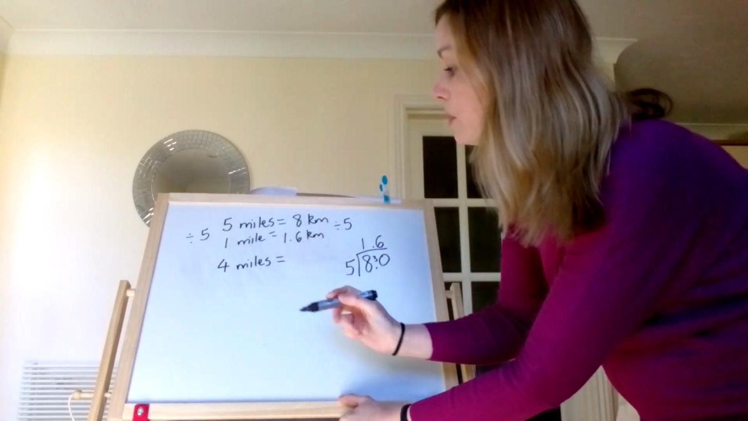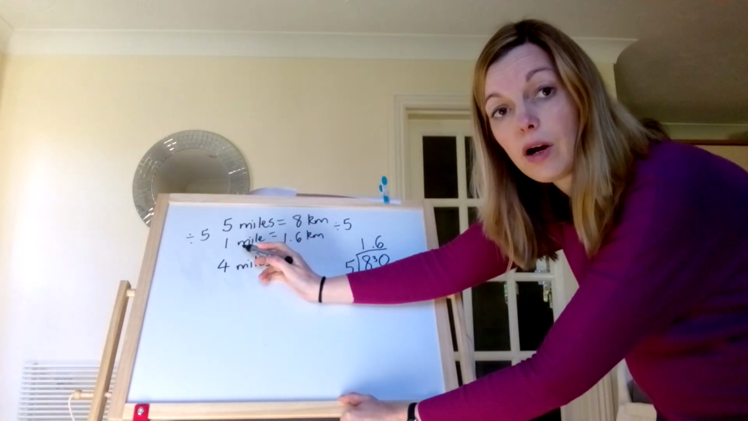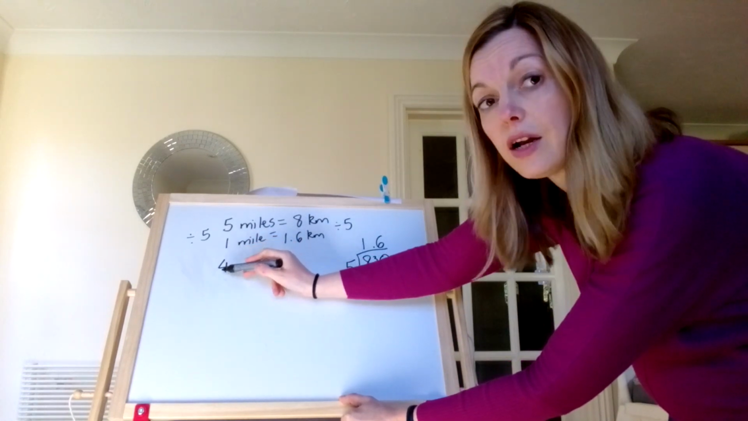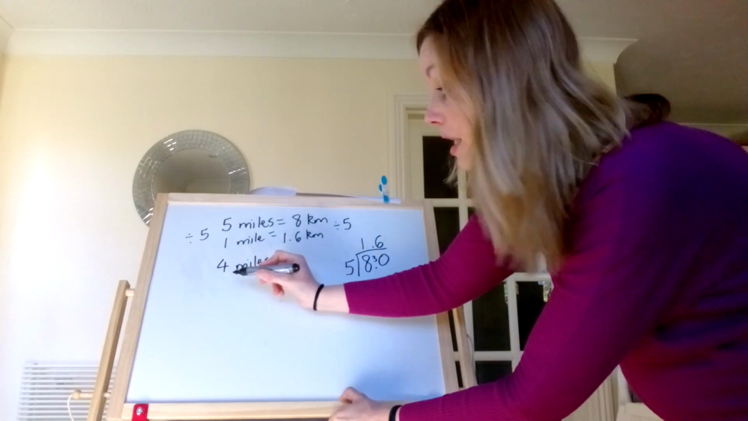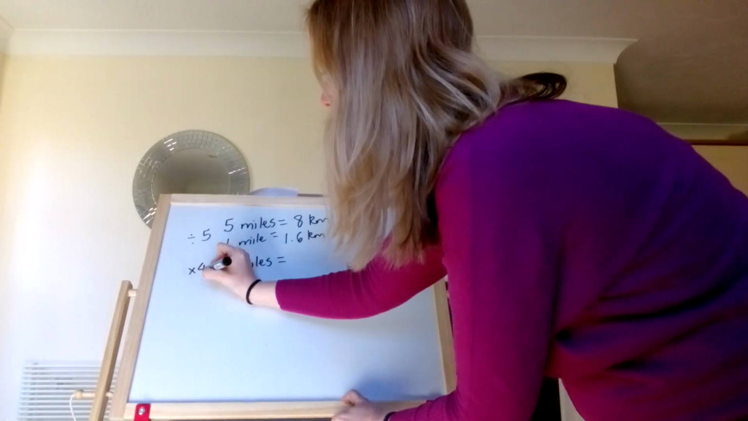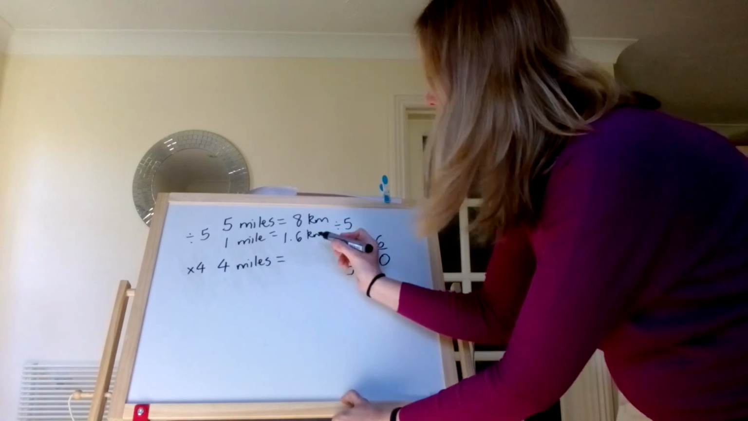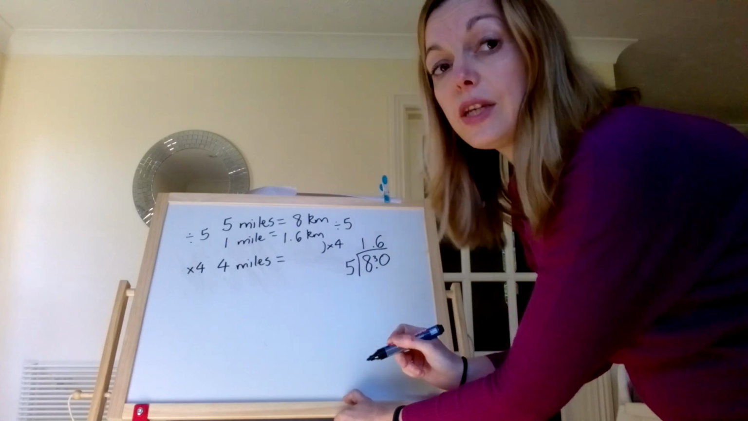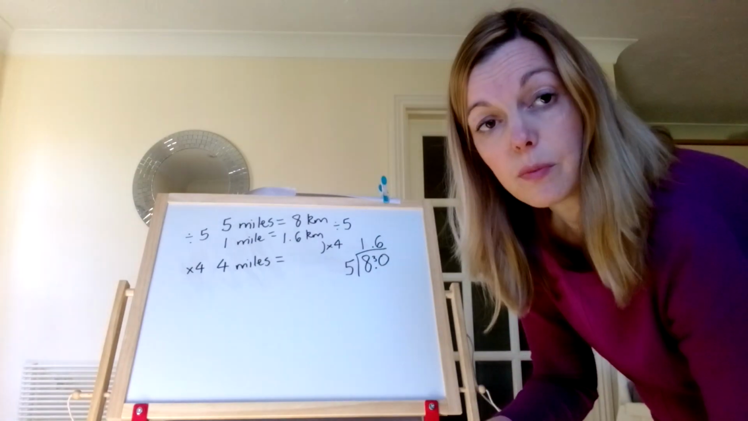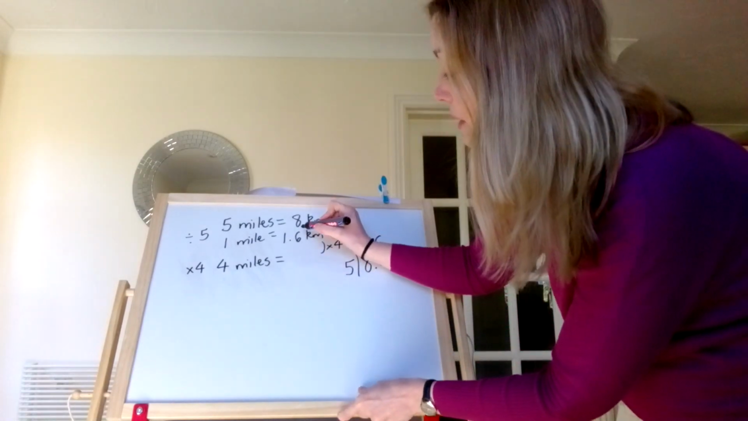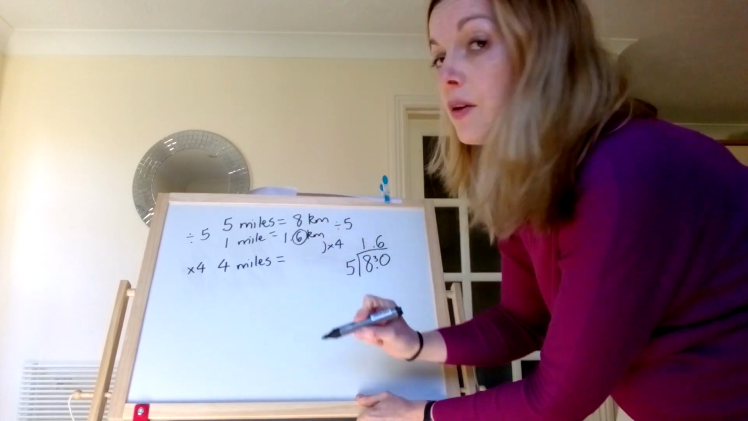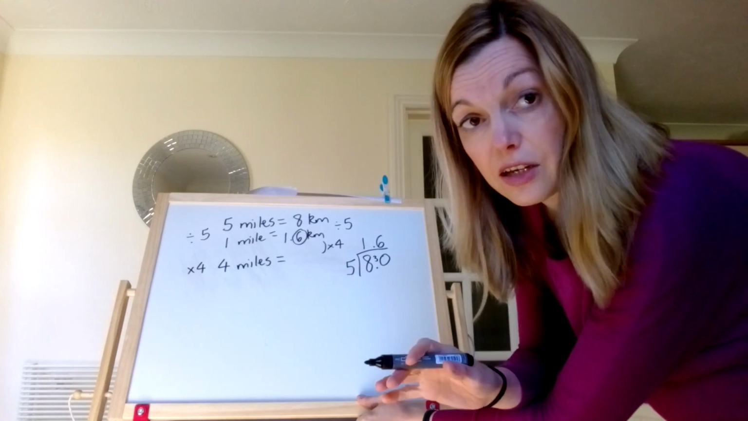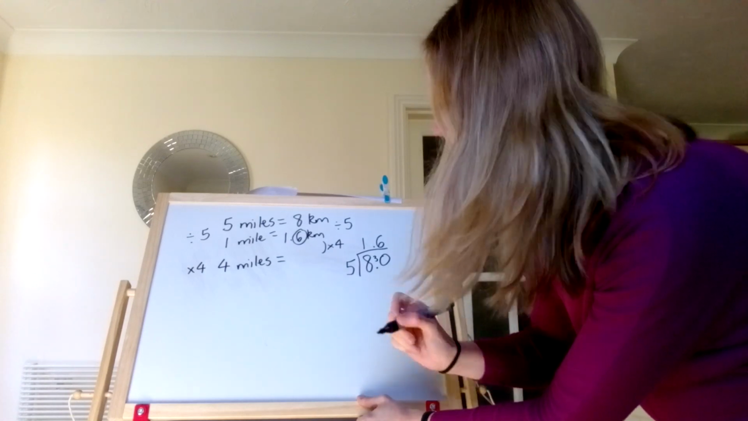1.6 kilometres. But look, I don't want to work out 1 mile, I want to work out 4 miles. Now, if I know 1 mile, 4 miles is going to be 4 times bigger than that. So if I've made this side 4 times bigger, I'm going to need to make this side 4 times bigger. 1.6 times 4. Now remember, when we multiply a decimal, we can look at how many digits are after the decimal point. We're going to have the same amount of digits after the decimal point in the answer, and then we can just take out that decimal point and do a normal multiplication.